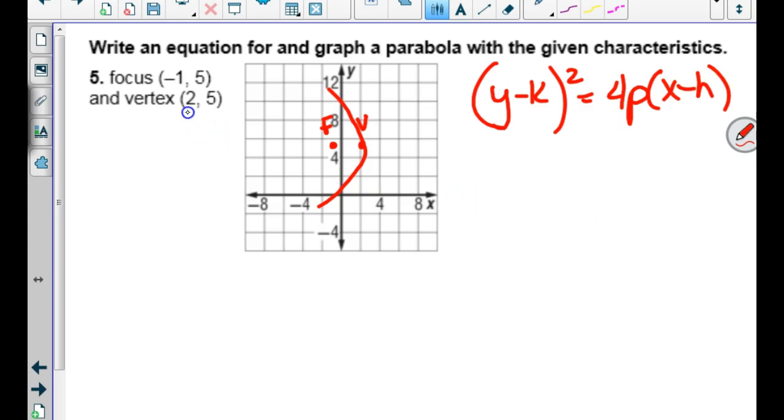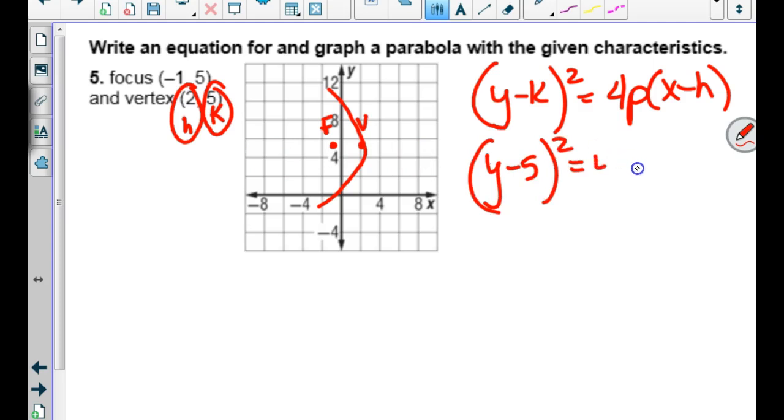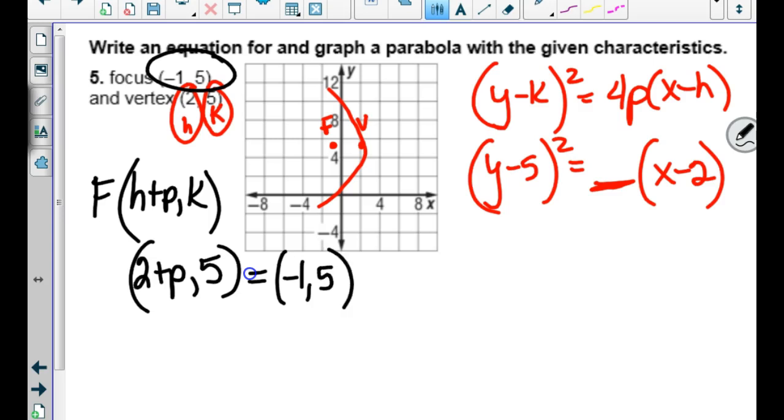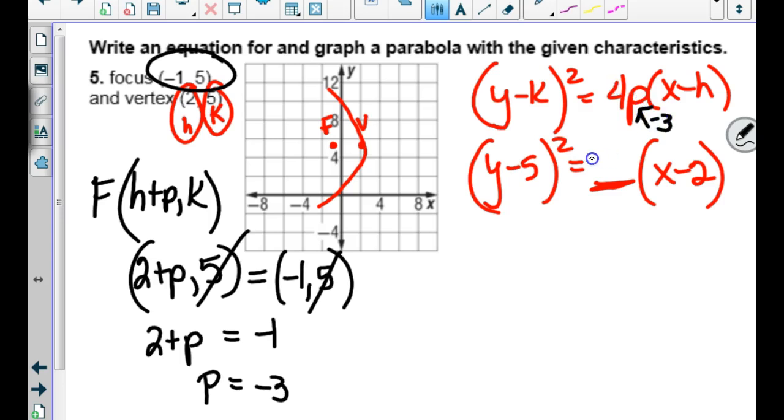All right, what do we know? This is H and K, isn't it? So I can put those in. Y minus 5 squared equals something out here, and then this is going to be X minus 2. All right, I got to figure out what P is. The focus equation, when it opens sideways, is H plus P, comma K. Put some numbers in for me. 2 plus P, comma 5. And that focus is supposed to equal (-1, 5). Well, I got the 5 right, but 2 plus P is supposed to equal -1, which makes P -3. Does a -3 go here? Be careful. The -3 goes here, so 4 times P would be -12.